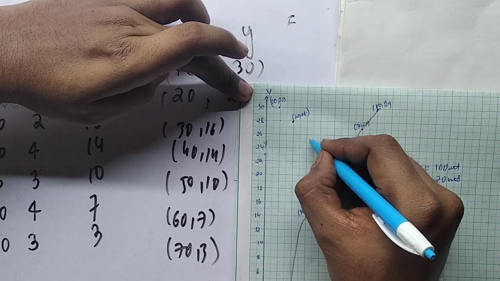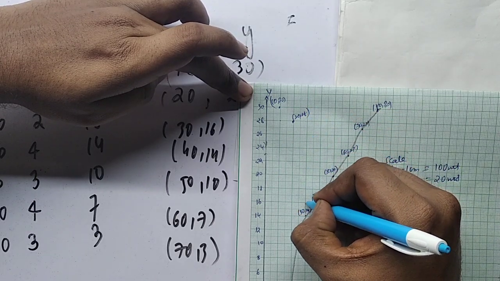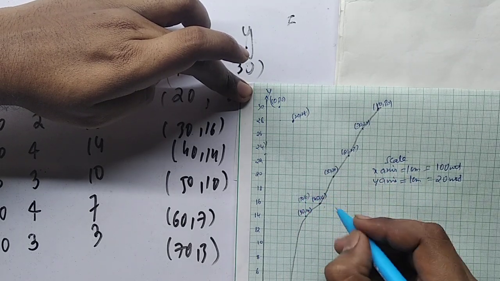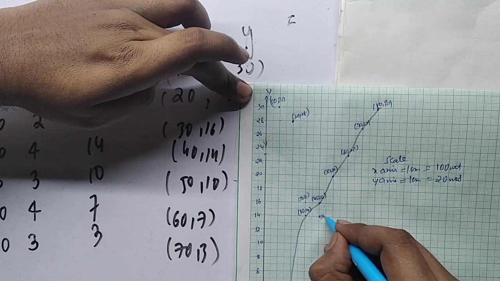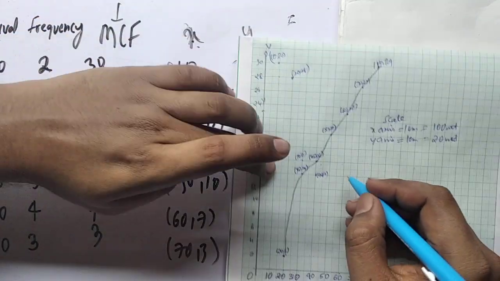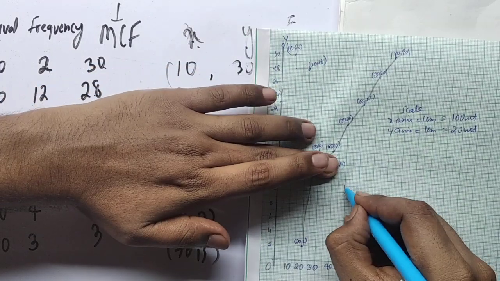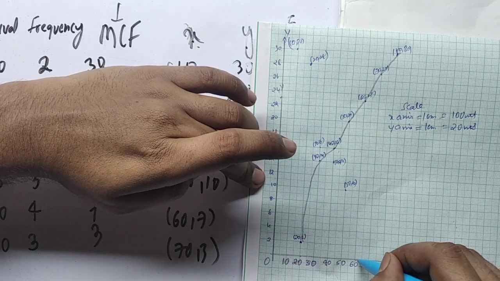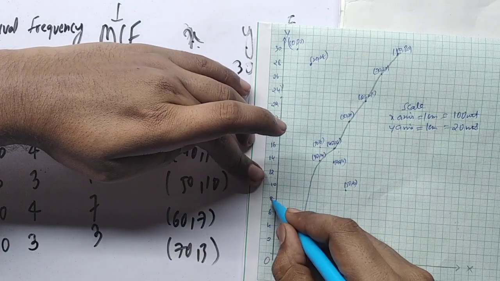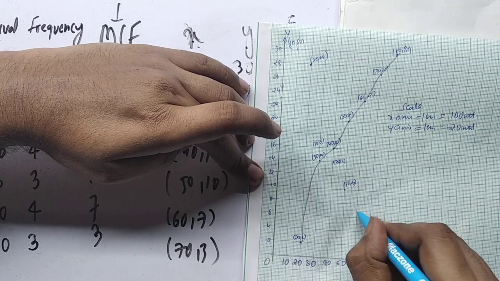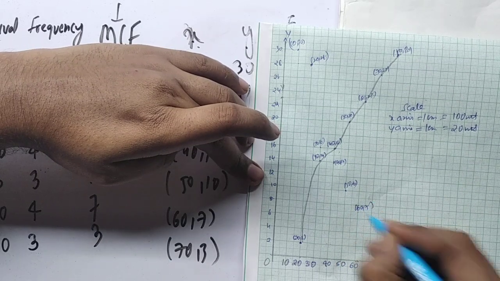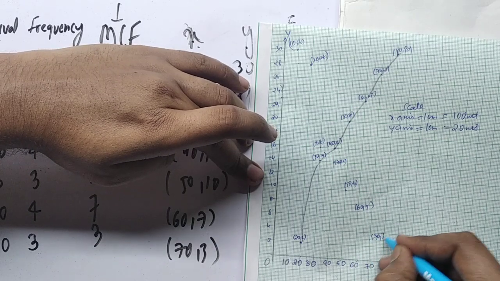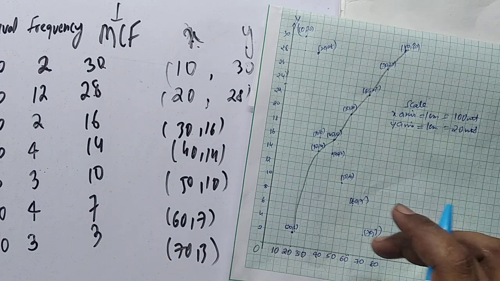So this is your 20, 28. Next 30, 16. So in this line we have 16 here. Okay, this is 30, 16. Next 40, 14. Next 50, 10. This is 50, 10. Next you have 60, 7. So between 6 and 8 we have 7. This is 60, 7. Next 70, 3. This is 70, 3. Okay, so I have plotted all these points.